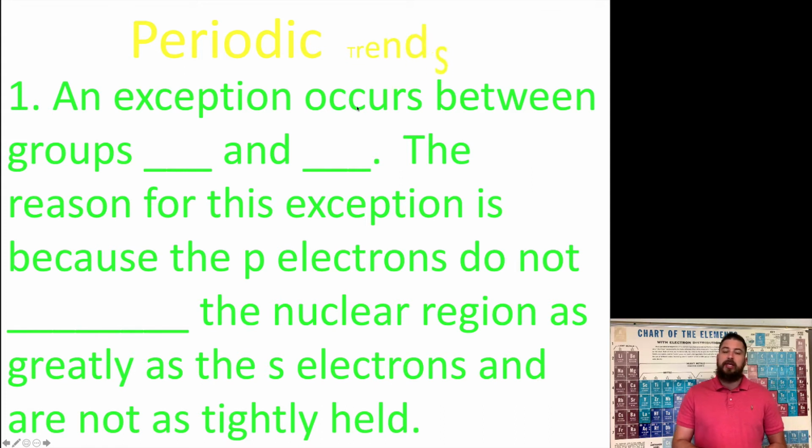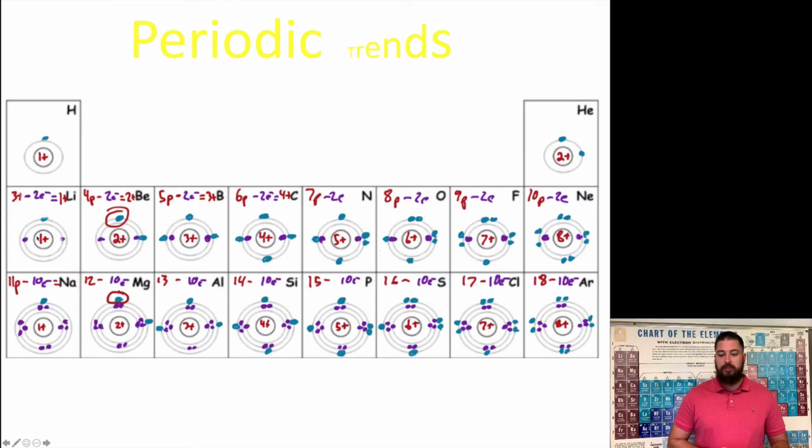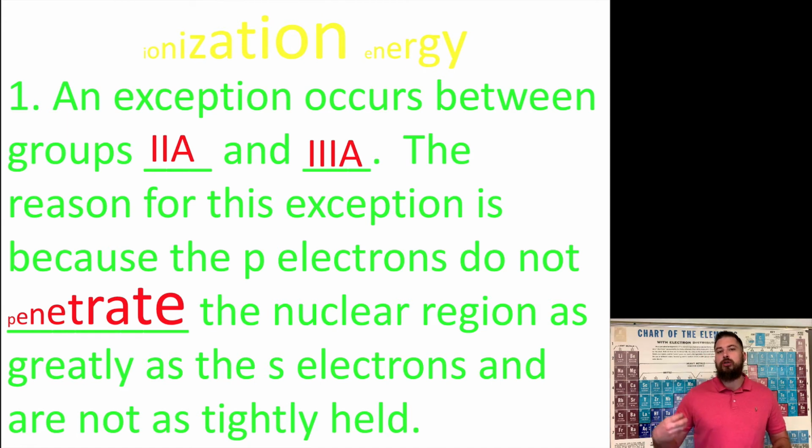However, an exception to this ionization energy does occur between groups 2 and 3. I just said that ionization energy increases left to right because there's an increase in effective nuclear charge. Let's go ahead and take a look again. Ionization energy increases as you go from left to right because the effective nuclear charge is increasing. However, there is an exception when you go from group 2 to group 3. The reason is that the p orbitals don't penetrate the nuclear region as much as the s orbitals do. We're going to take a look at that in a moment. And so the nucleus doesn't hold on to p orbitals as tightly.